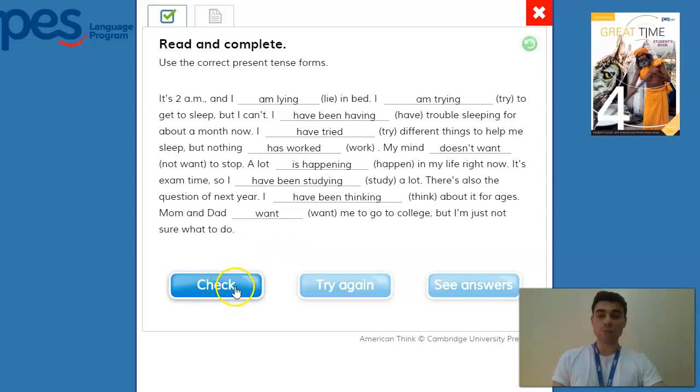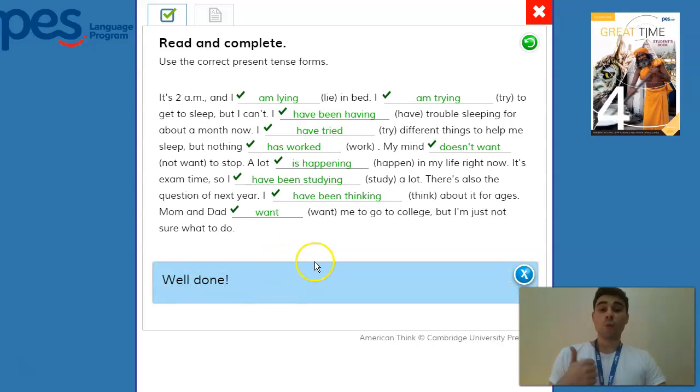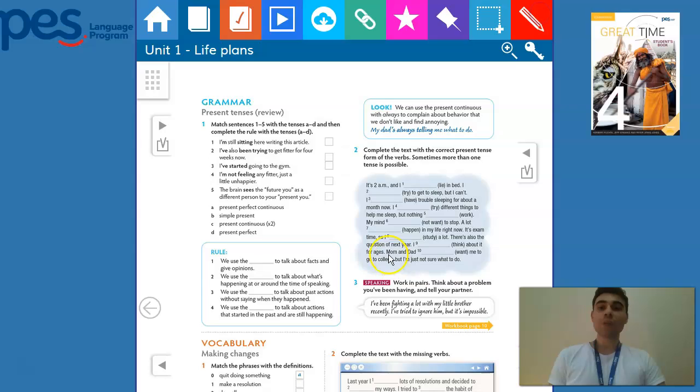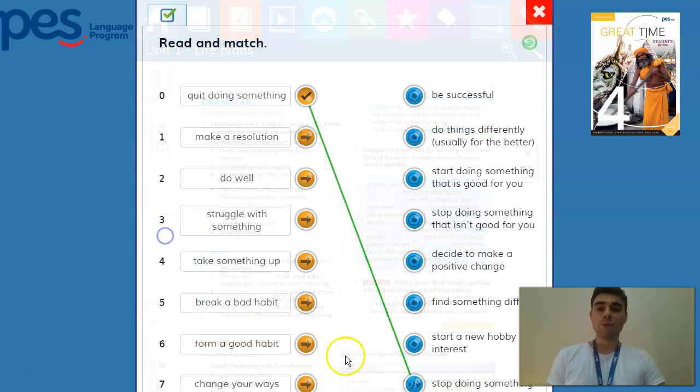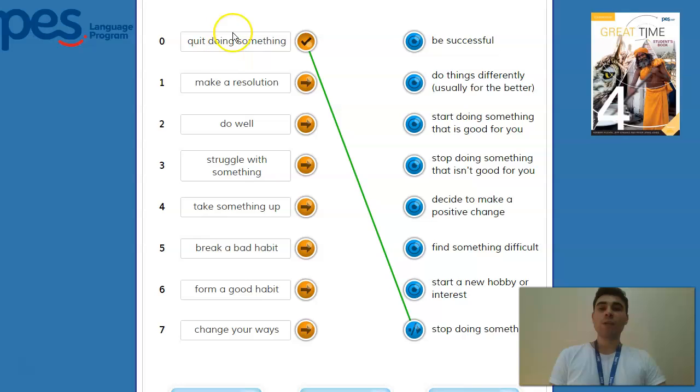Let's check our answers. Well done, guys. Everything is correct. Okay? So, now we are going to move to this exercise here, vocabulary 1. Okay, so page 14. Let's go there. So here, we need to match the phrases with the definitions, right? So let's start.